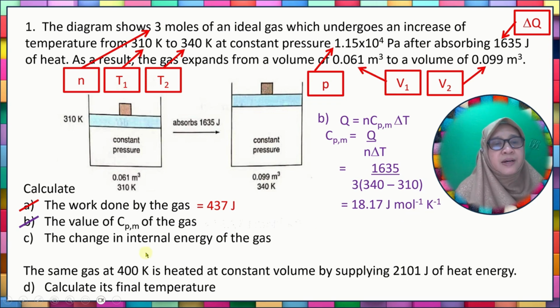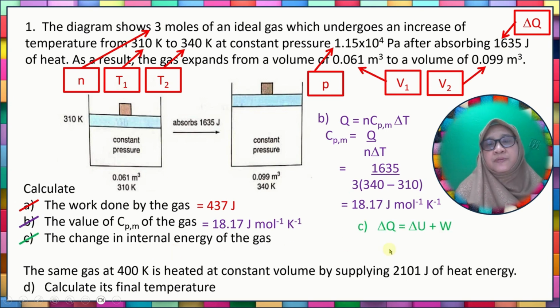Okay, next, to find the change in internal energy, we can use the first law of thermodynamics. Delta Q equals delta U plus work done. This one is change in heat, and this one is change in internal energy. So change in internal energy equals change in heat minus work.